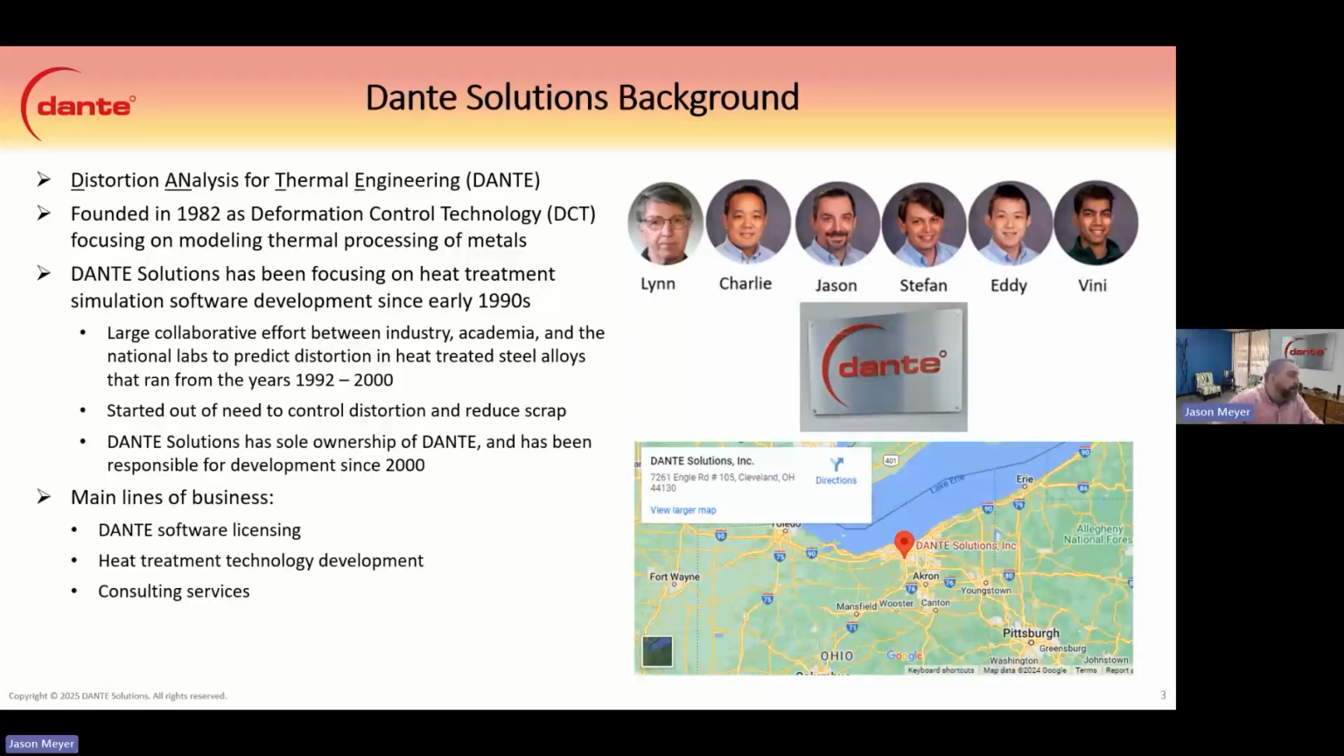So out of that effort, the Dante software was born, and ever since 2000, we've been updating it and developing, adding more models, and really making validations as much as we can throughout the years. Our main line of business is Dante software licensing. We also do some heat treatment technology development, and then we do consulting services with our product. You can see some of the guys here. We're actually missing one guy here, but it's basically 7 guys in Cleveland, Ohio, just really close to the airport, just south of Lake Erie.